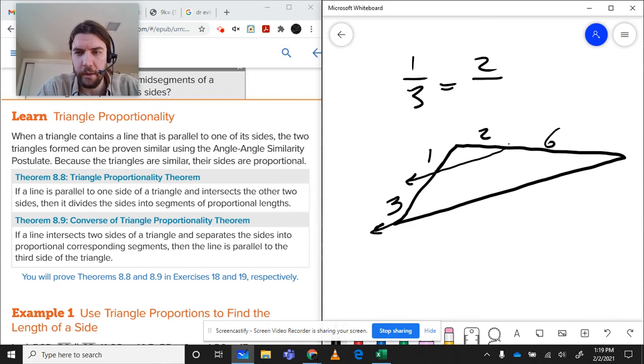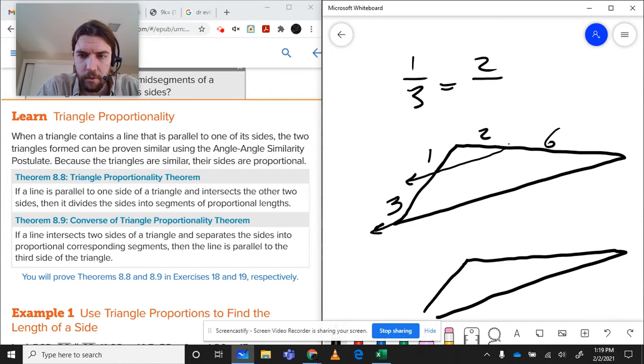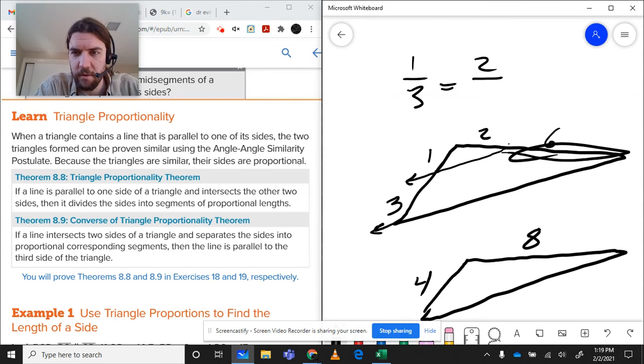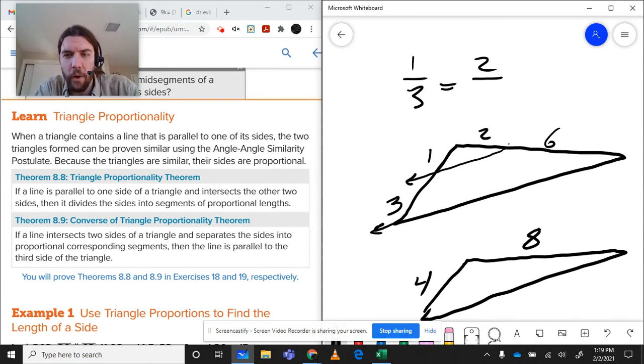So the original triangle would have had, we would have labeled it like 8 and 4. And when we made this parallel line in here, we divided those sides into proportional segments. So those two segments are proportional to one another. There's a 2 to 6 relationship here, there's a 1 to 3 relationship here, and that is the same proportion either way. Now, we don't have to put the line there.